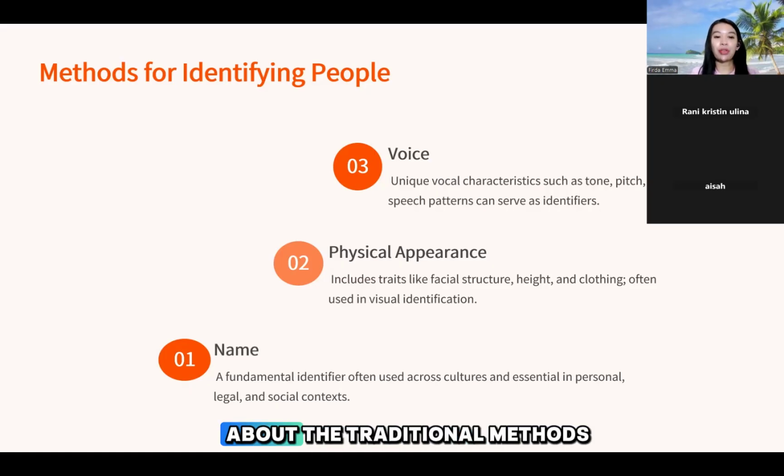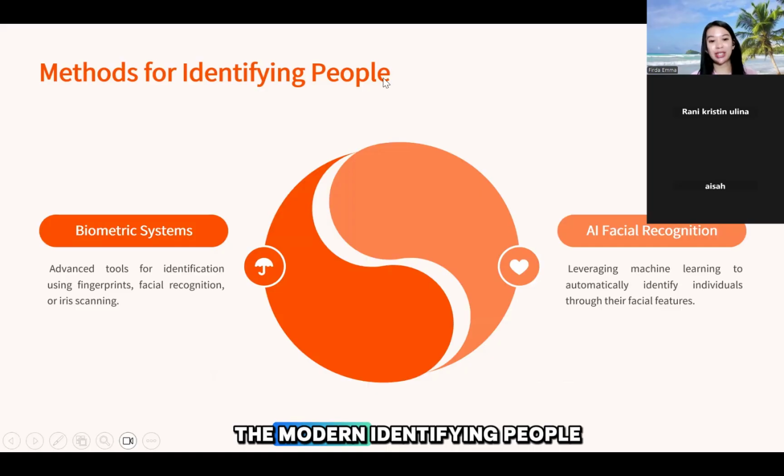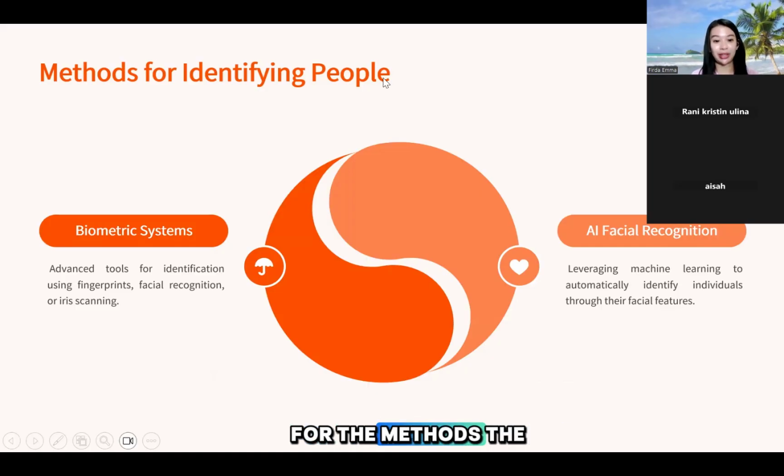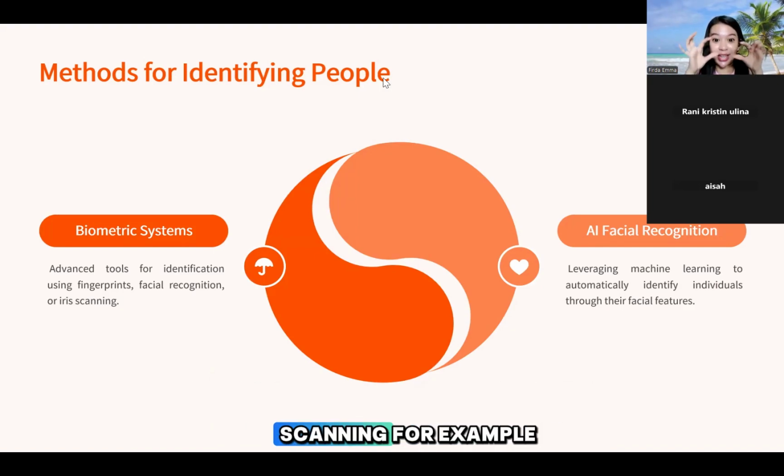And when we talk about the traditional methods, we also have the modern methods, which are AI facial recognition and biometric systems in the modern identifying of people. The first thing is biometric systems. They are advanced tools for identification using fingerprints, facial recognition, or iris scanning.